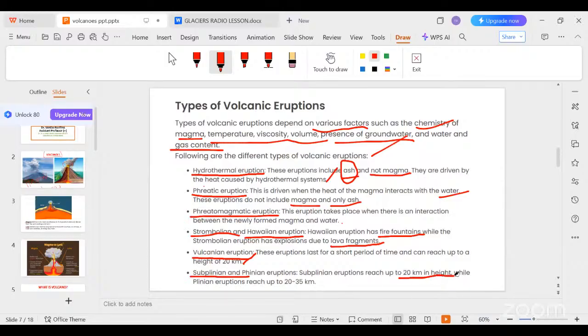20 kilometers in height, while Plinian eruptions reach up to 20 to 35 kilometers, right? So these are the types of volcanic eruptions.